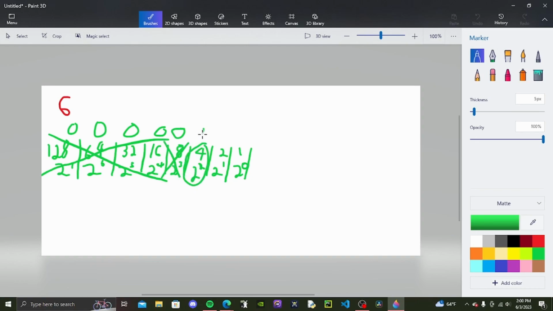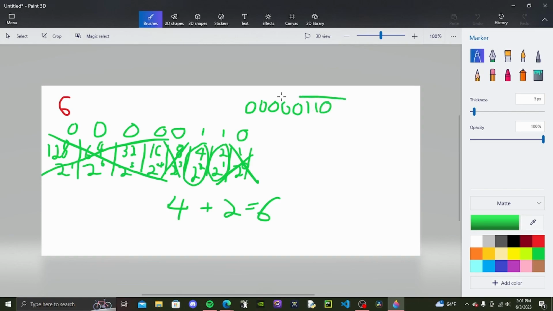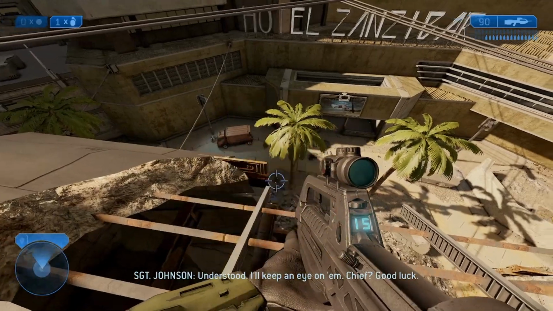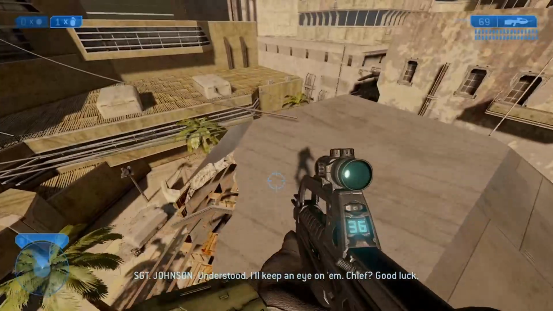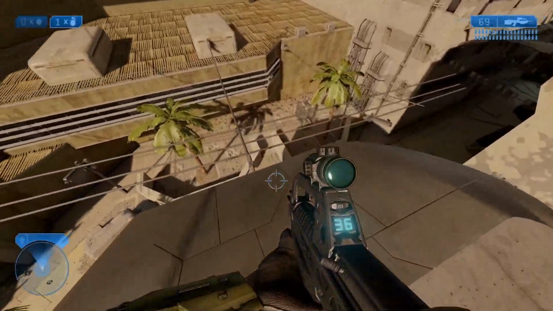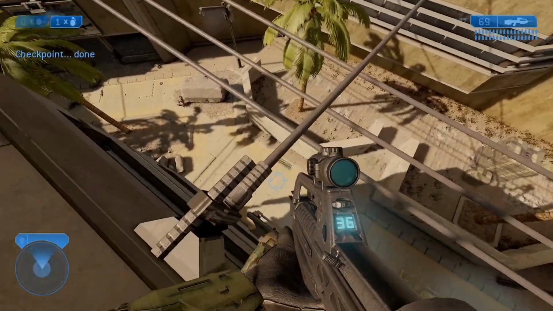To eliminate them, let's put them as zeros. 4 is definitely in 6, and 2 is definitely in 6. And if you add them both together, you get 0. Not 0, 6. 6, of course. Okay, so we can eliminate the 1 also. The way we can do this is to eliminate the numbers bigger than the decimal number, then put those as zeros.